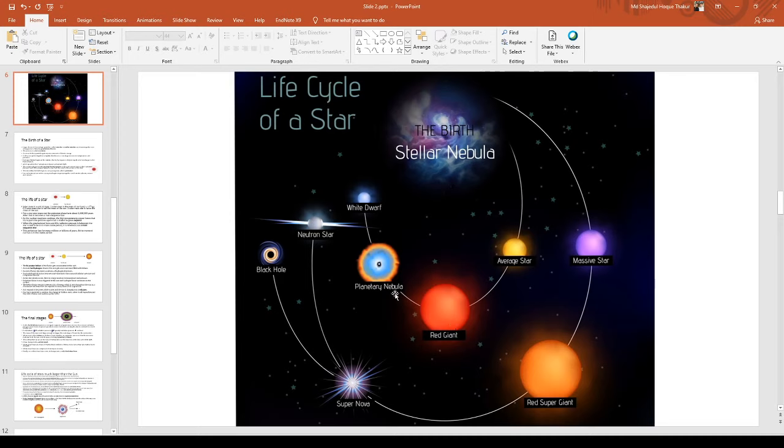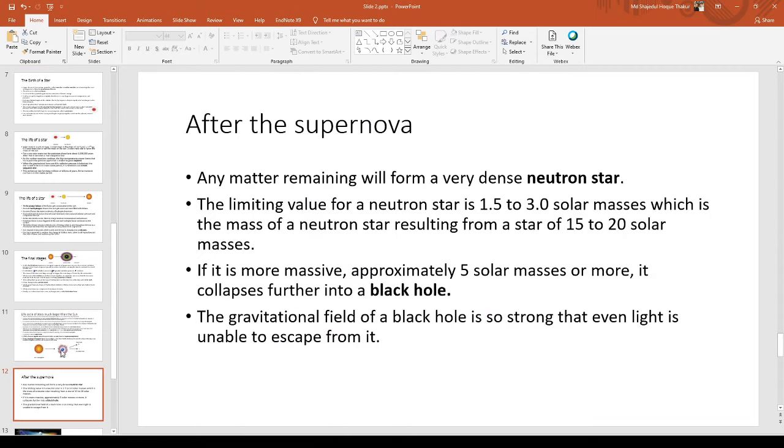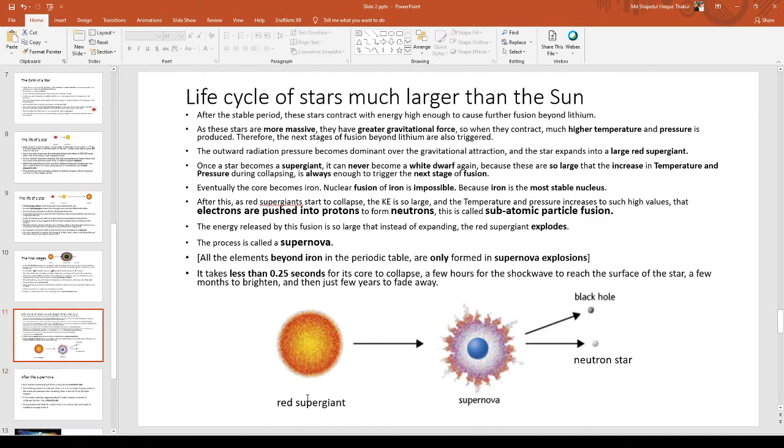It will become a red giant and then explode into a planetary nebula and then become a white dwarf. But when the star is massive, the massive stars become a red supergiant and then they explode into a supernova, right? Okay. So after the supernova, since it was a massive star, you see the supernova has lots of debris all around it. There will be some parts remaining after the supernova, right?